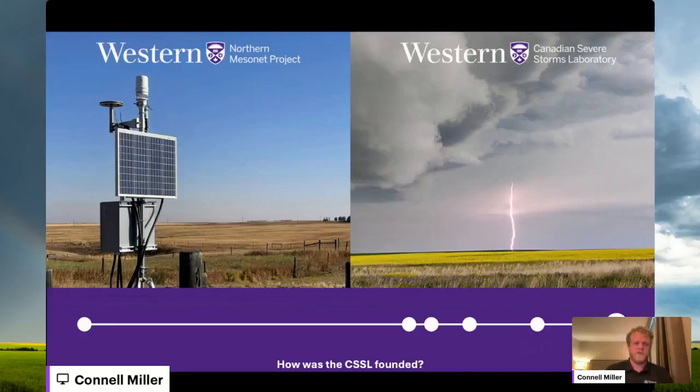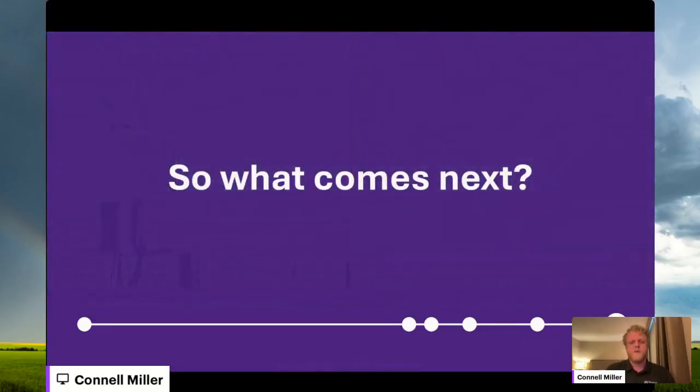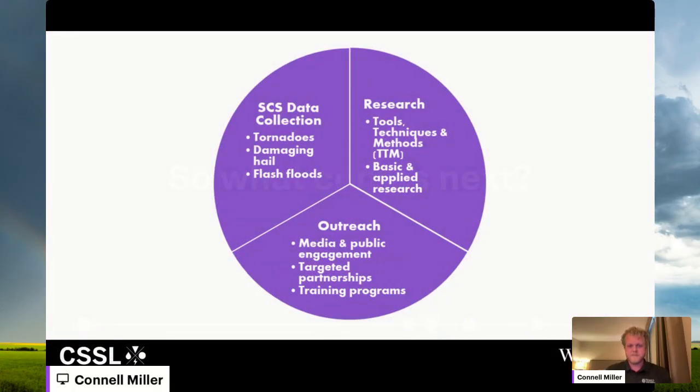And finally, in 2024, we launched both the Northern Mesonet Project as well as the umbrella organization, the Canadian Severe Storms Laboratory. So what comes next? So we've made this organization. We've made some pretty big claims of what we're trying to do. Where exactly are we trying to go from here?